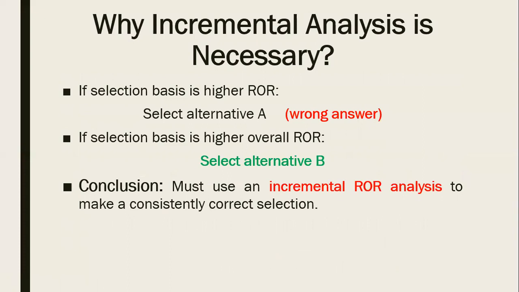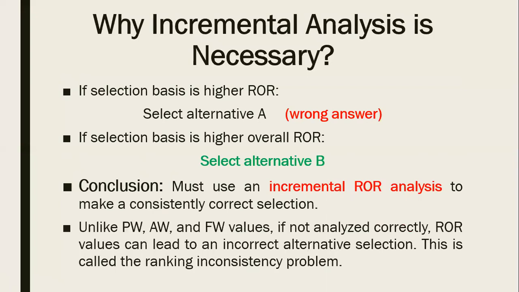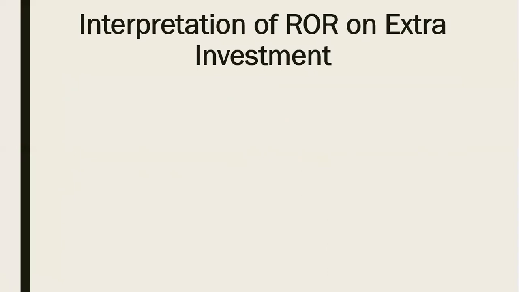The conclusion of the discussion is that one must use an incremental ROR analysis to make a consistently correct selection. Unlike present worth, annual worth, and future worth values, rate of return values, if not analyzed correctly, can lead to an incorrect alternative selection. This is called the ranking inconsistency problem. Hope it's clear to everyone why conducting incremental analysis is necessary in rate of return analysis.